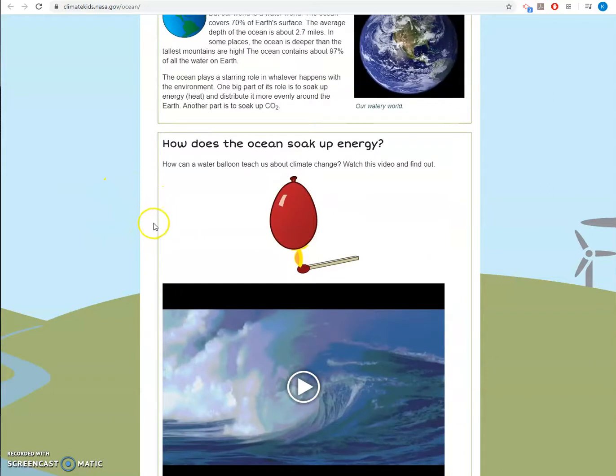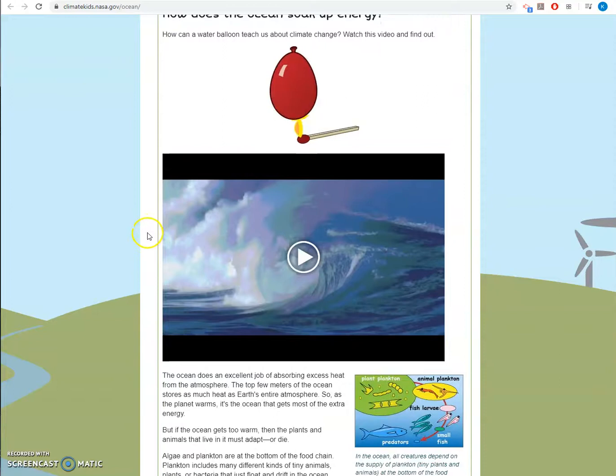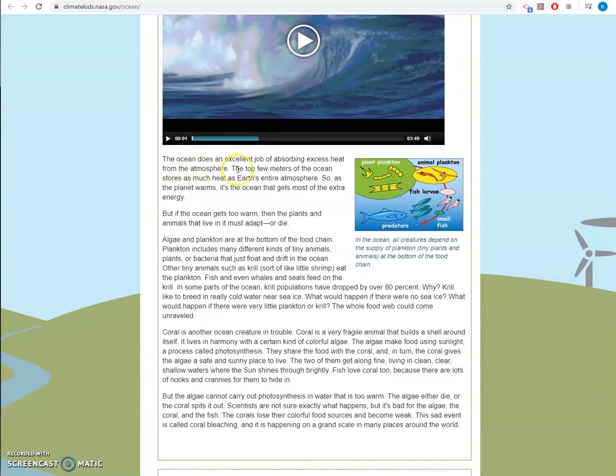But the ocean takes in energy from the sun, or really from anywhere. It takes in energy. It takes in CO2 as well. It absorbs heat from the atmosphere. Basically, the top few meters of the ocean store a bunch of heat, and that's useful. But as the planet warms, most of the extra energy, the extra heat, is going into the ocean.